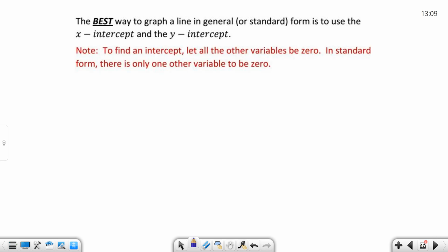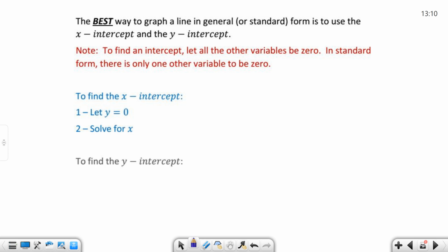All right? So note, to find an intercept, and this doesn't matter if it's x's and y's or if you have 26 variables, one for every letter in the alphabet, if you let every other variable be 0, you find an intercept. So in a standard form, there's only one other variable to be 0. You only have x's and y's. So to find the x-intercept, this is what you do. The first thing is you let y equal 0. That's the other variable. Let it be 0. Then you solve for x. Okay? Let y equal 0, solve for x. To find the y-intercept, guess what? You're going to let x equal 0 because that's the other variable, and then you're going to solve for y.